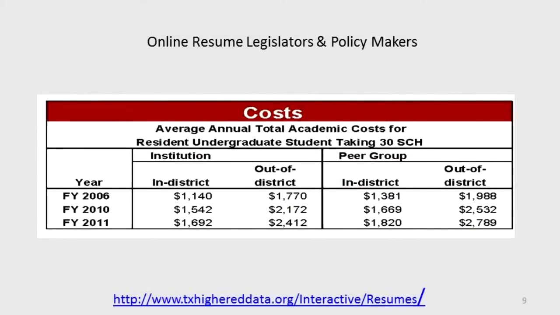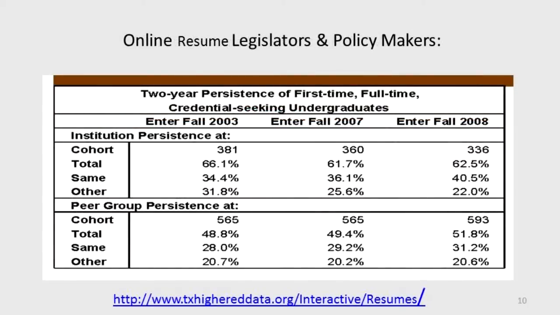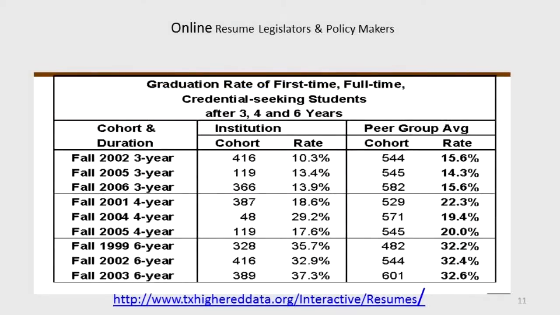Costs are one of the things that are on there. And this is what you'll look at: we have identified a peer group for your institution. So when you're looking at your institution's resume, there'll be a comparison on the right to the peer group. And on that resume will be which institutions make up your peer group. We go through a number of metrics on the resume, and for all of them you'll see a comparison to a peer group and your institution.